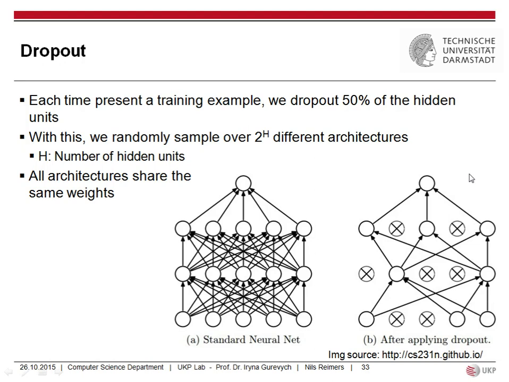And when you do the math, you get the crazy number that you randomly sample over 2 to the power of h different architectures, and h is the number of hidden units. So when you have like 100 hidden units in your model, there are 2 to the power of 100 different architectures. And what's important, all architectures share the same weights. So this is the idea of dropout.